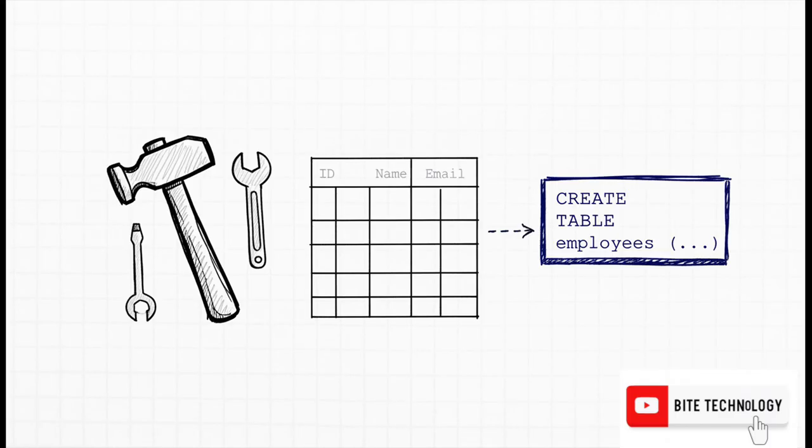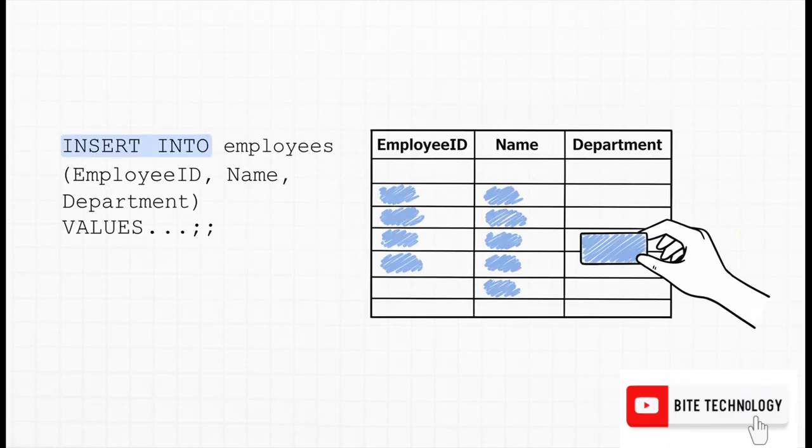First things first, you can't file anything away if you don't have a cabinet, right? That's our first step. Using a command like create table, which you see here, we're basically giving the database a blueprint. We're saying, hey, I need a new table called employees, and it needs to have columns for things like ID, name, and department. Okay, our cabinet is built.